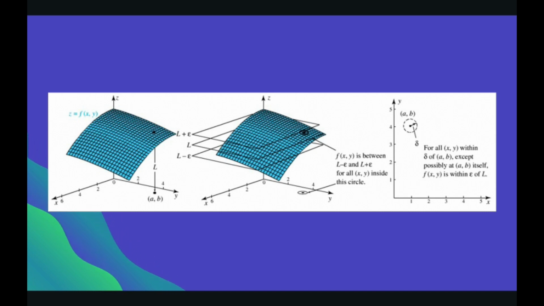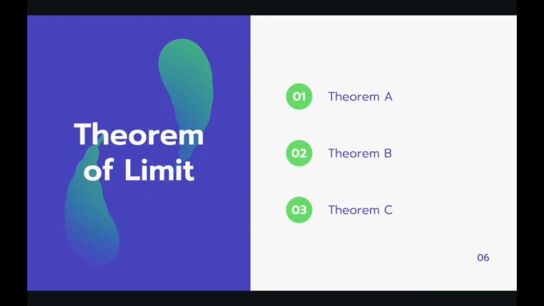Third, the definition is phrased so that it immediately extends to functions of three or even more variables. Simply replace (x, y) and (a, b) by (x, y, z) and (a, b, c) wherever they occur. So I'll explain the three theorems of limits, which are theorem A, B, and C.